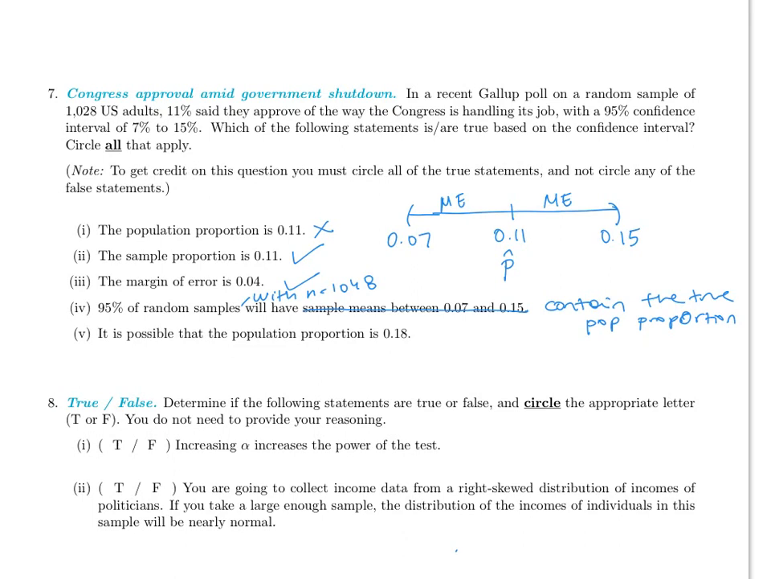It is possible that the population proportion is 0.18. True or false? True. Yeah, it's possible. Is it very likely? I think we're saying it's probably not very likely, because we said we're 95% confident that the true proportion is somewhere between 7 and 15%, but it's absolutely possible that the true population proportion is outside.